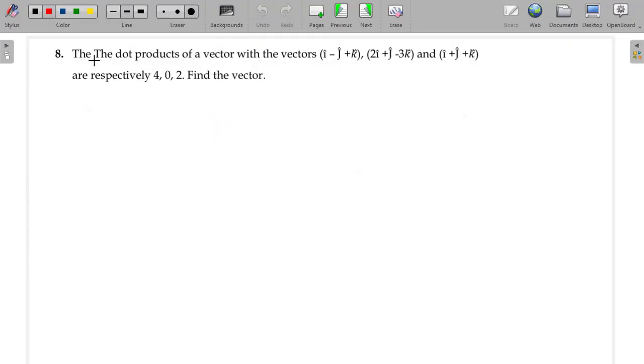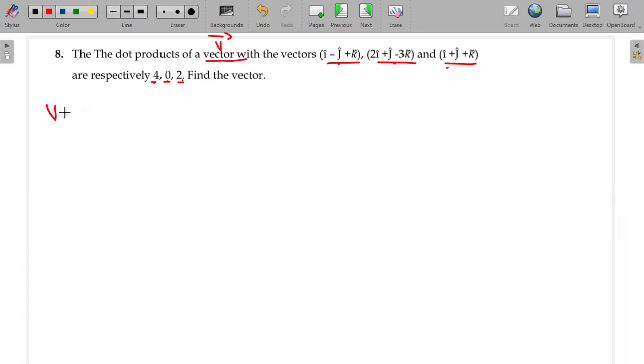So this question, they're saying the dot products of a vector, let's say a vector V, with this one and this one are respectively 4, 0, and 2. So that simply means that the dot product of this vector V with this vector gives me 4. The dot product of this vector V with this one gives me 0. The dot product of this vector with this gives me 2. That's what they mean there.